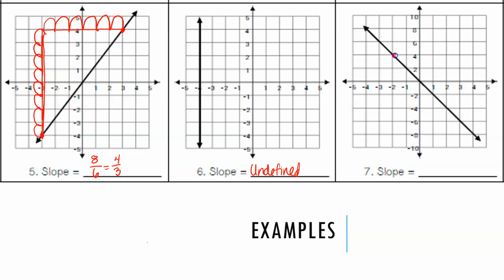Now let's find this one. So I'm going to go down, so I'm going to have negative 1. Let's draw the triangle first. Be helpful. So I'm going to go down 1, 2, 3. So negative 3 over positive 3, which when you simplify it, is negative 1. All right. That's it for now.